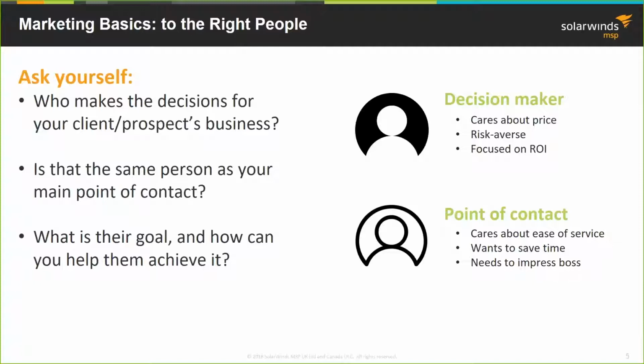And why is that? Well, they have different focuses, right? The decision maker cares a lot about the spend. They want to know what they're going to get out of this. They're typically a little risk averse. The point of contact may care about service. They may want to save time. They may just be a gatekeeper that you've got to get through before you can even reach the decision maker.